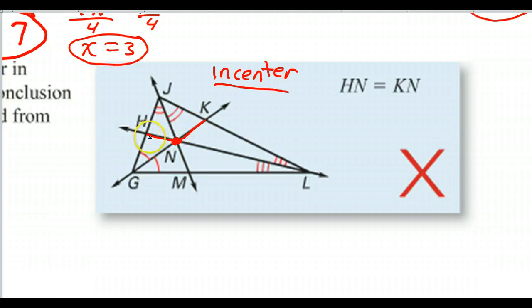This is not perpendicular. There are no 90 degrees. There's no little box. This is not perpendicular. This doesn't even look close to perpendicular. This is an obtuse angle. This is an acute angle. So these distances will not be congruent because they are not perpendicular.